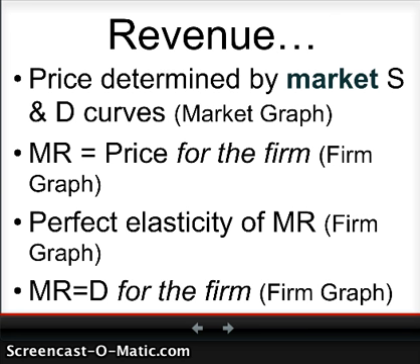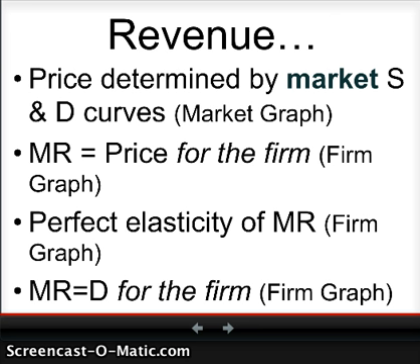All right, quick comment on revenue. Since we are going to be dealing with profit maximization, we definitely have to take into consideration revenue, not just costs. Total revenue minus total cost is profit. So the cost revenue comparison is extremely important. We need to understand that the price is determined by the market, supply and demand.